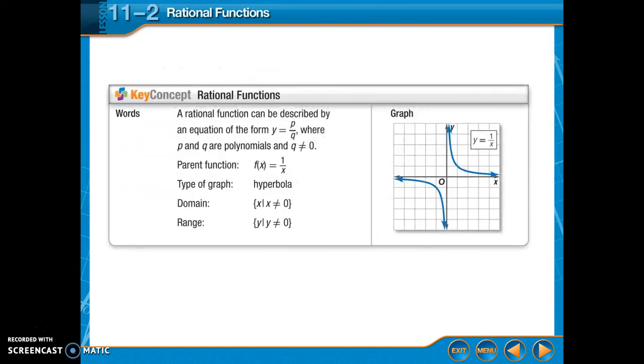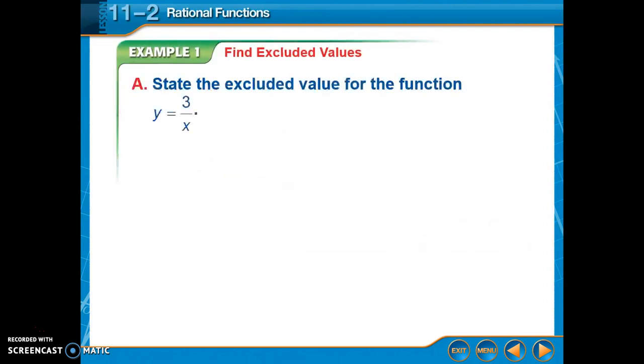Okay, a rational function can be described as an equation of the form y equals p over q, where p and q are polynomials, and q is not equal to 0. So the parent function would be 1 over x. And this is the type of graph, it's called a hyperbola. So this thing where you have these two graphs that have these asymptotes, those are called hyperbolas. Okay, and the domain is all values except for 0, and the range is also all values except for 0, because there are asymptotes there.